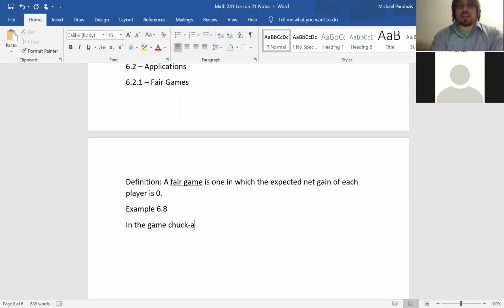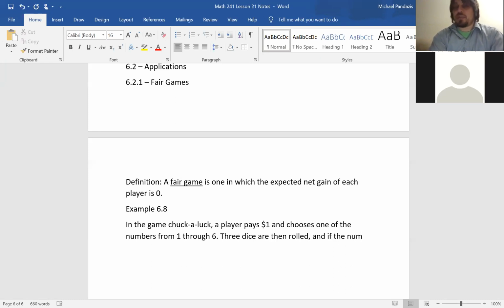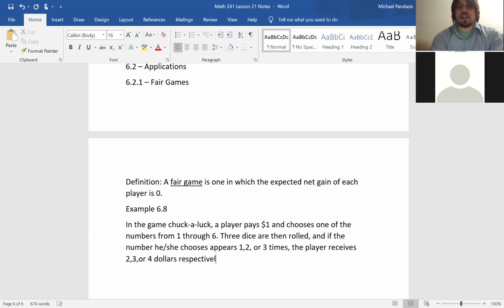In the game Chuck-a-Luck, a player pays $1 and chooses one of the numbers from 1 through 6. 3 dice are then rolled. And if the number he or she chooses appears 1, 2, or 3 times, the player receives 2, 3, or $4 respectively. Is this a fair game? If not, what should the fee be to make this a fair game?